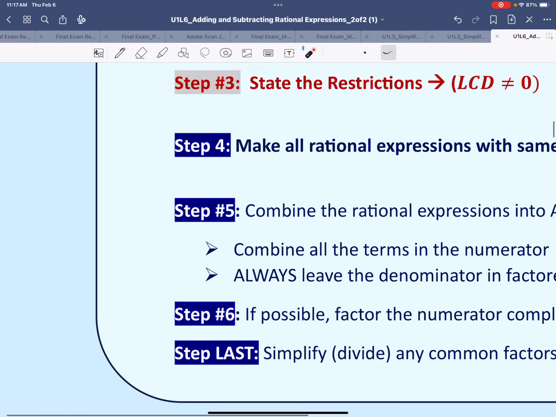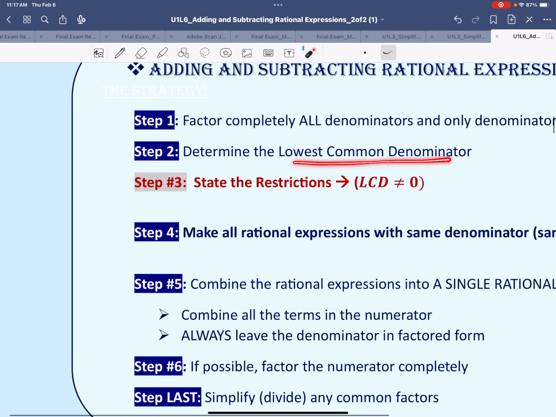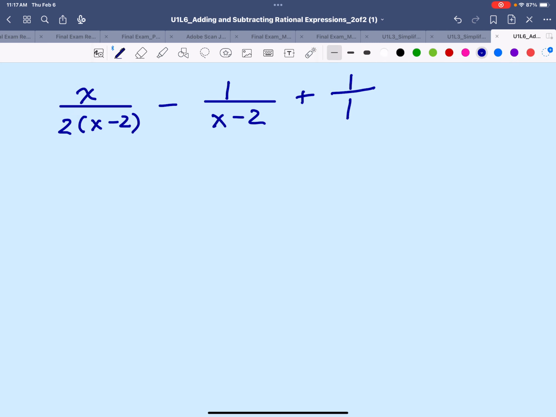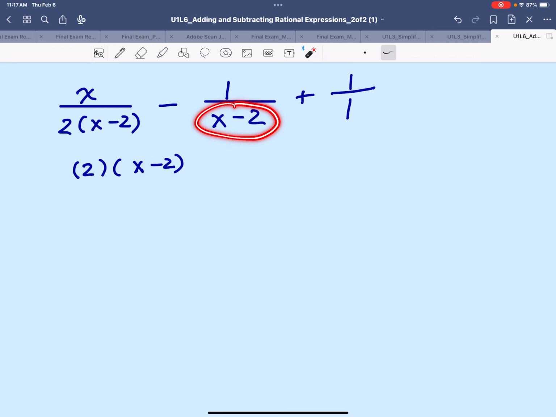So in the next step, what we want to do is determine the lowest common denominator. So our focus will be on the denominators, and the way I like to do this is by listing all the possible factors for all the denominators. So I start with the first. The first denominator has 2 factors, 2 and x minus 2. The second denominator has only 1 factor, the binomial x minus 2. And the last denominator has only 1 factor, 1. 1 doesn't count as a real factor because it doesn't change the product of the expression.